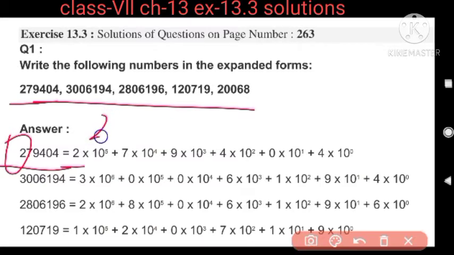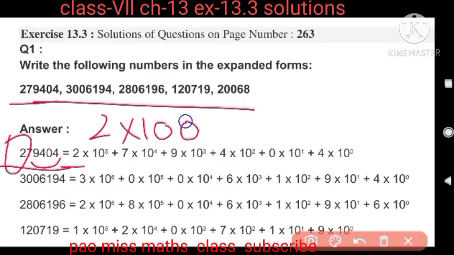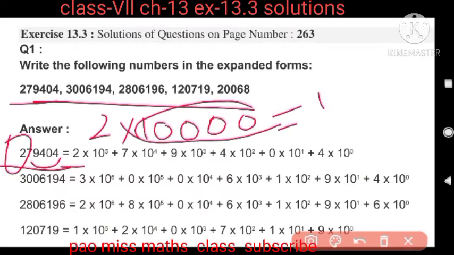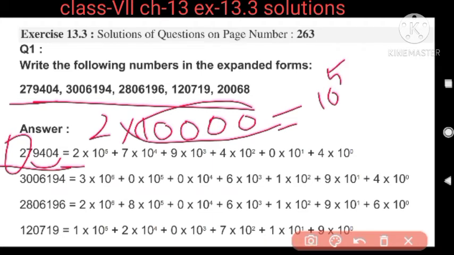In the lower classes we wrote in this way, isn't it? 2 multiply with, after 2 how many digits are there? 5 digits, isn't it? That means we have to write 50,000, but here we will write them in the exponential form, the power notation, because this 10,000 can be written as 10 to the power 5. So what you will write? 2 multiply 10 to the power 5.